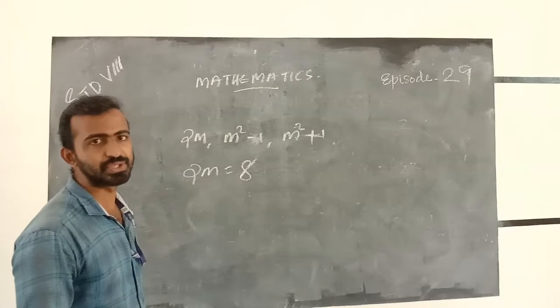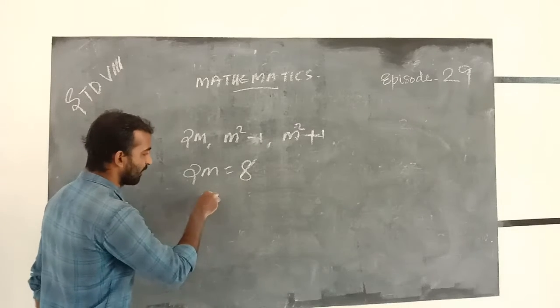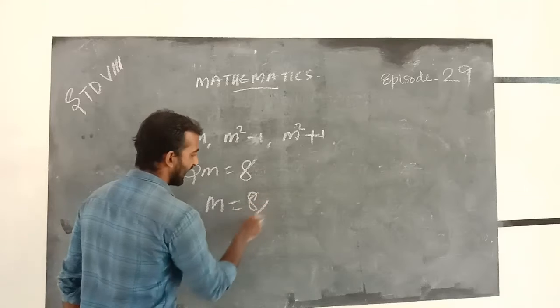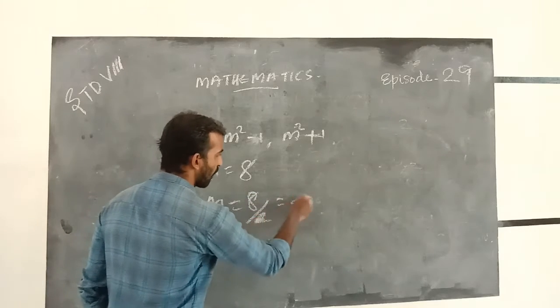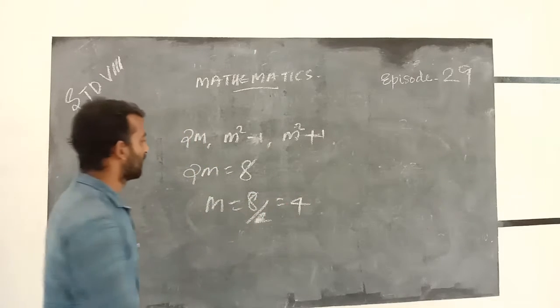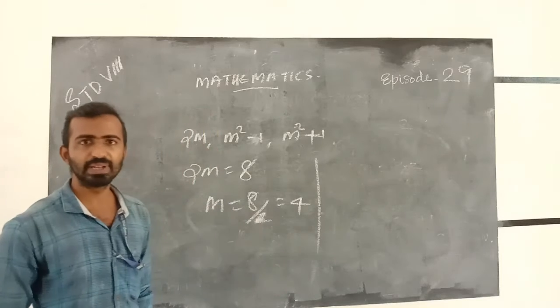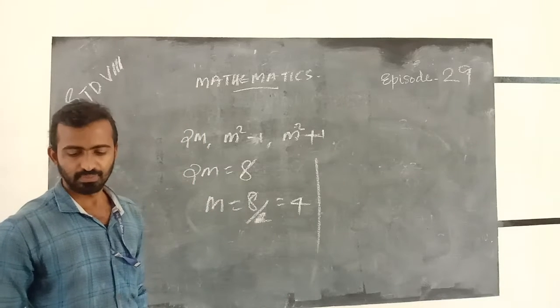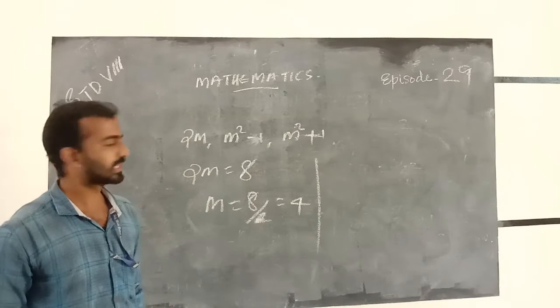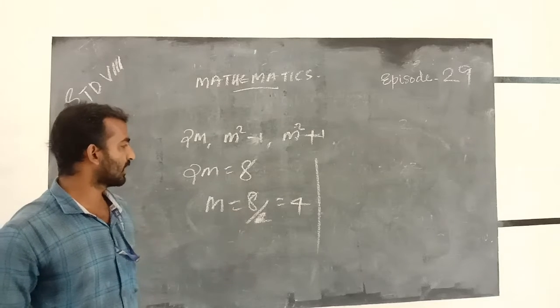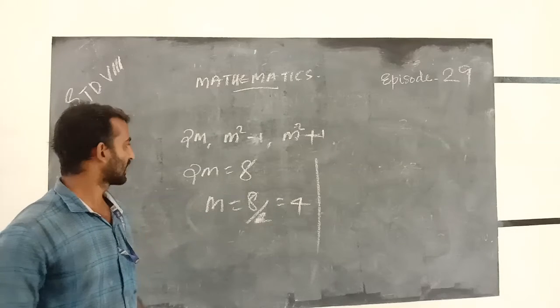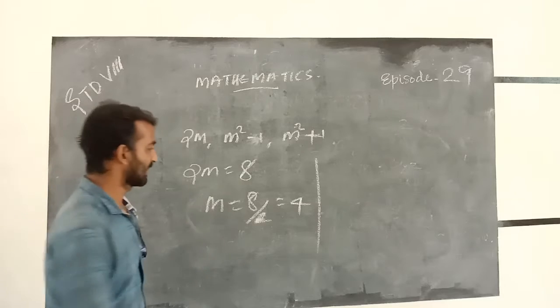2m equal to 8. That is, what is the value of m? 8 by 2 we get 4. That is, m equal to 8 by 2 equal to 4.